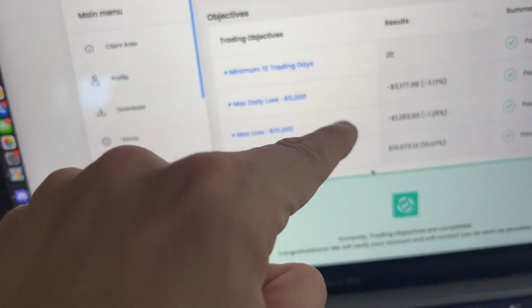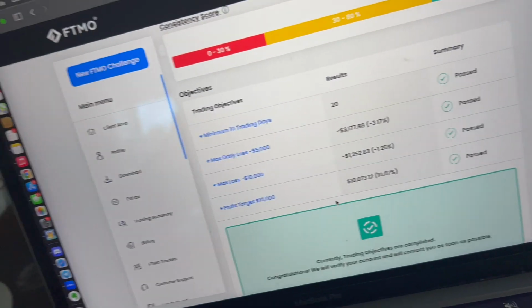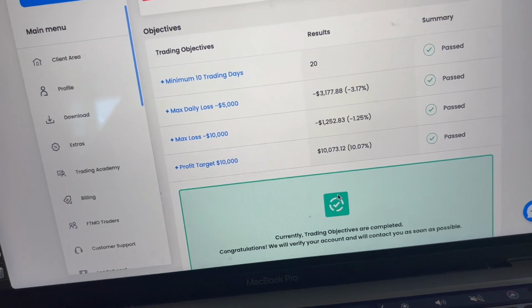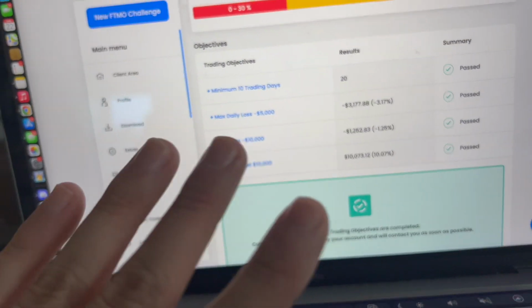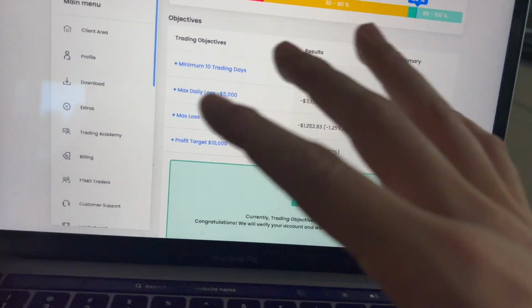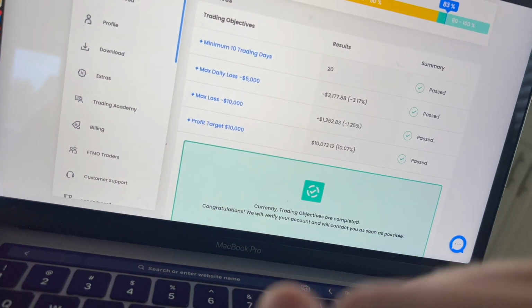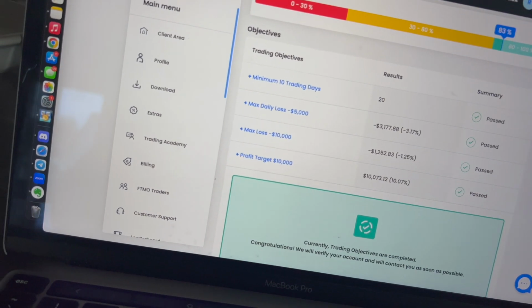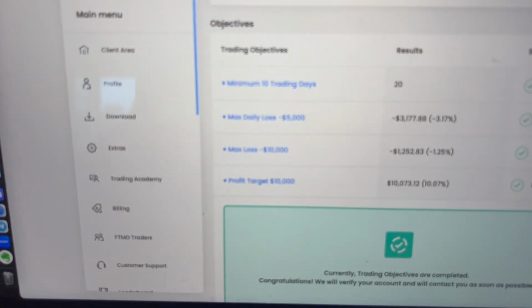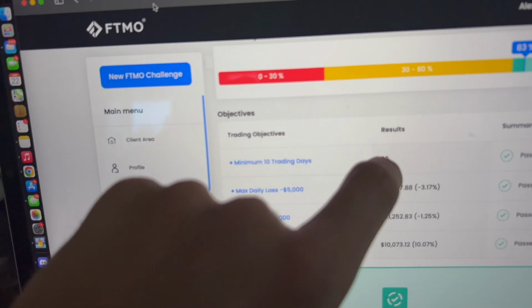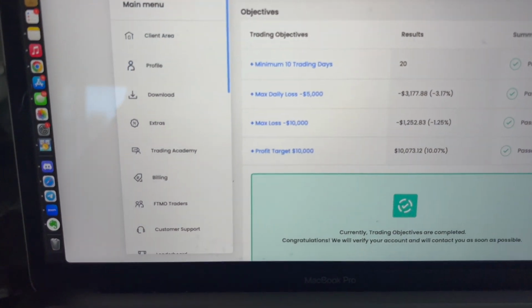Boom! FTMO challenge phase one completed. As you guys see right here, the winning trade, I'm going to be breaking it down for you guys. I'm dropping this, so stay tuned. This might come with the vlog. If you guys did, enjoy the vlog. But I'm going to break down how I made $10,000 and passed phase one of the FTMO challenge and am already onto the verification.